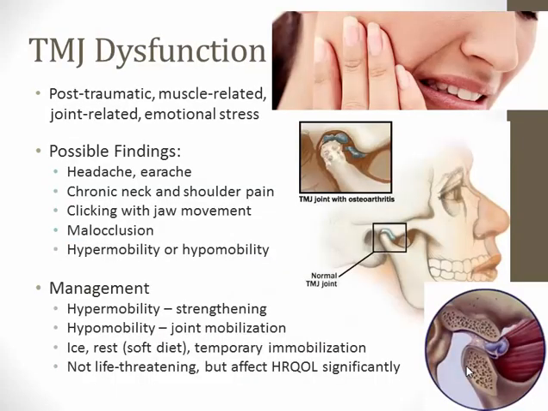TMJ dysfunction is a condition of the TMJ. When you hear the word dysfunction, it means something is not functioning correctly. It could be post-traumatic TMJ dysfunction: maybe you experienced a dislocation of this joint and start to develop some dysfunction later. Or it could be muscle related: maybe those muscles we just talked about are in spasm and you cannot move the TMJ because of constant pressure and tension. Joint related: some people develop osteoarthritis within the TMJ, which can lead to TMJ dysfunction.